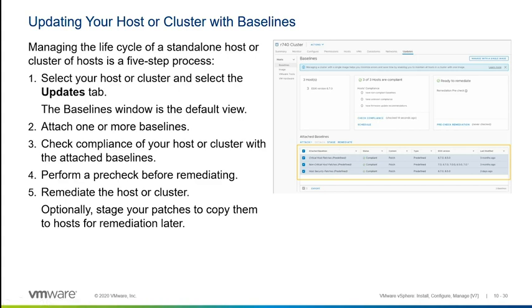Staging copies the patches to ESXi and waits for you to remediate. Remediating immediately does all of that in one step by first sending the host into maintenance mode, copying the patches over, and then applying the patches, rebooting the ESXi host if necessary.